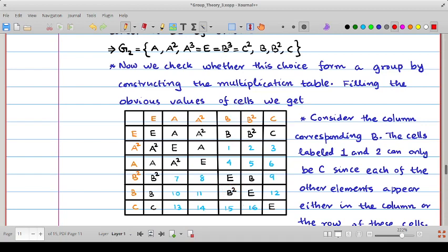Okay, so we now have 16 cells that need to be determined and checked, to see whether they will lead to a consistent group multiplication table. Now we consider cells labeled 1 and 2. The rearrangement lemma says that this row should contain every element of the group once and only once. And in fact, the columns corresponding to B and B square should also have the same property. Okay, so consider cell 1.